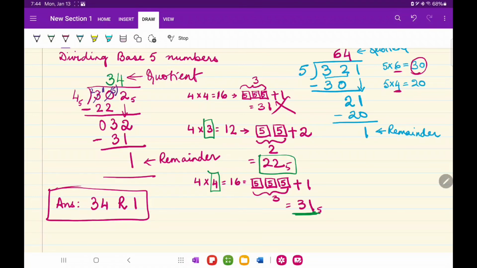I'll work through another example in a different base to reinforce the process of division in bases other than 10.